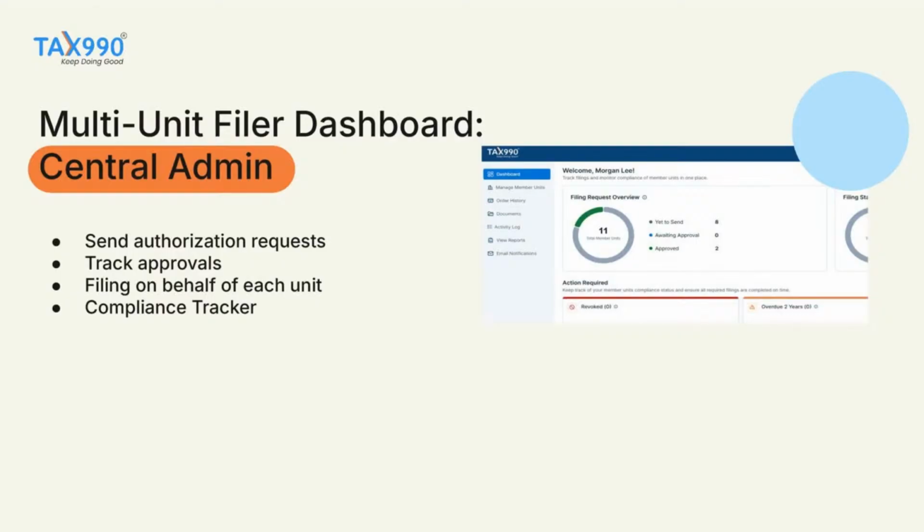Here's the thing to understand about this model. The central admin isn't just coordinating. They're actually doing the filing. Once authorization is in place, the admin accesses the secure Tax990 site directly from the console and submits the return on behalf of the member unit. The unit doesn't even have to touch the application at all. That's kind of the whole point of this model, centralized control from start to finish.